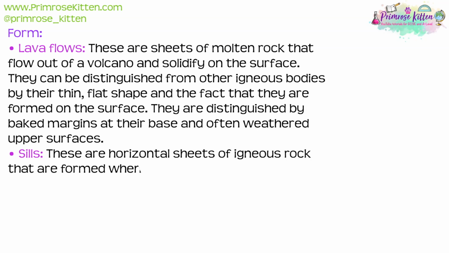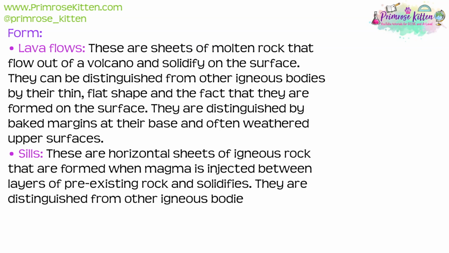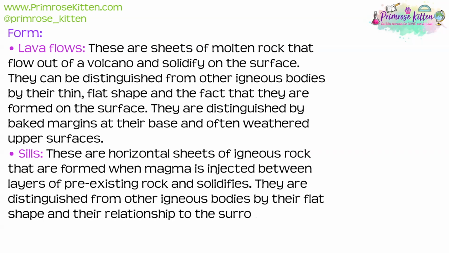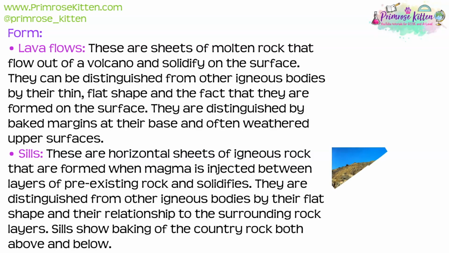Sills. These are horizontal sheets of igneous rock that are formed when magma is injected between layers of pre-existing rock and solidifies. They are distinguished from other igneous bodies by their flat shape and their relationship to the surrounding rock layers. Sills show baking of the country rock both above and below.